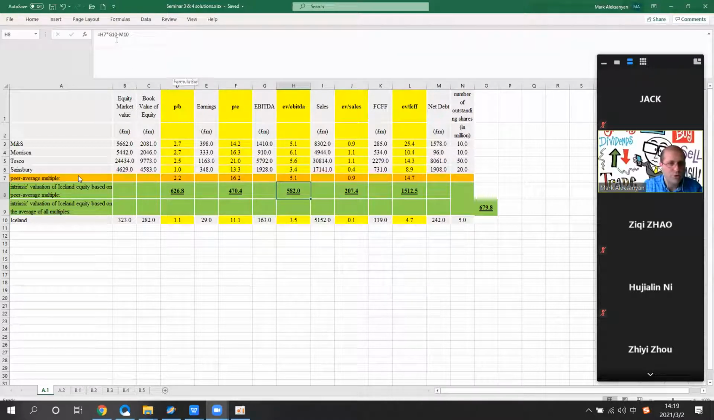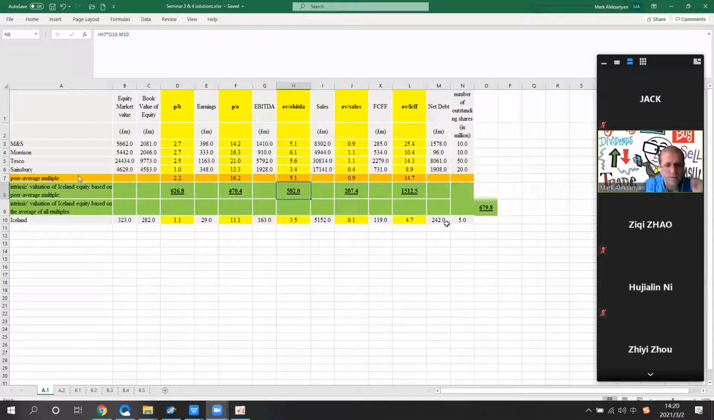Okay, but recall, if we just multiply these two numbers, the result will be the estimate of the intrinsic value, or the comparable value, of Iceland's enterprise, the entire enterprise. But we're not really asked to estimate the enterprise value. We're asked to estimate the intrinsic value of equity. So we therefore need to subtract net debt, which is this bit in the formula that I'm highlighting here in Excel. So we need to subtract the net debt of Iceland.